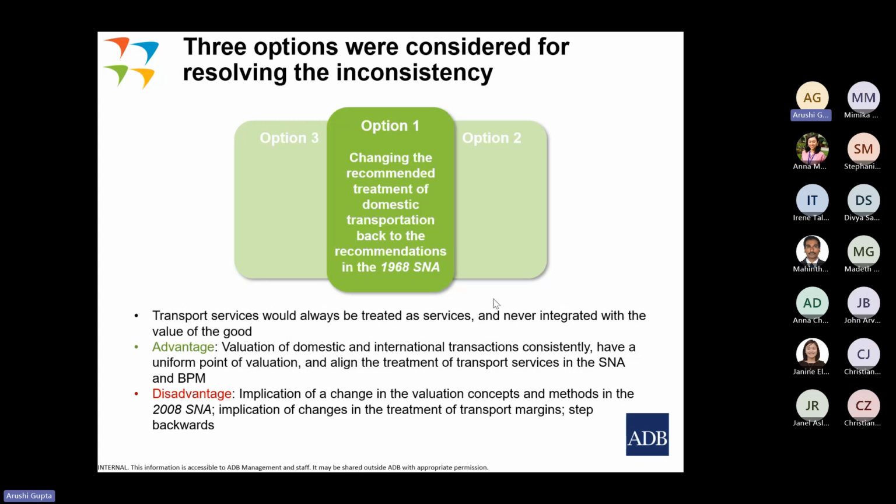So, in light of these inconsistencies and to resolve the current conflict in the 2008 recommendations, that is the internal SNA consistency between valuing domestic and international transactions, and the valuation consistency between 2008 SNA and BPM6, different options are considered. The first option proposed changing the recommended treatment of domestic transportation back to the recommendations in the 1968 SNA. In this option, transport services would always be treated as services and never integrated with the value of the good. This option would have the advantage of valuing domestic and international transactions consistently, have a uniform point of valuation, and also align the treatment of transport services in SNA and BPM.